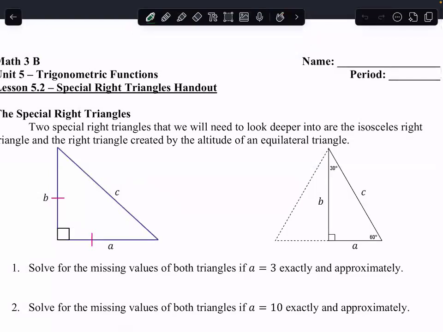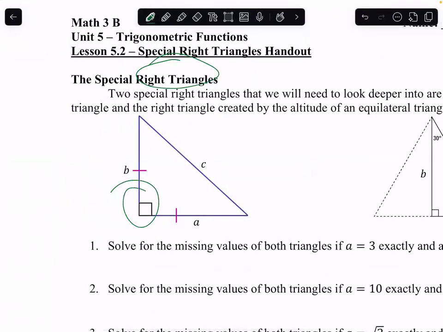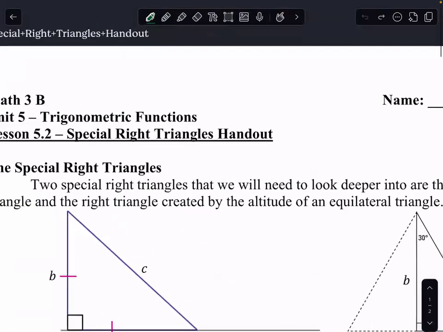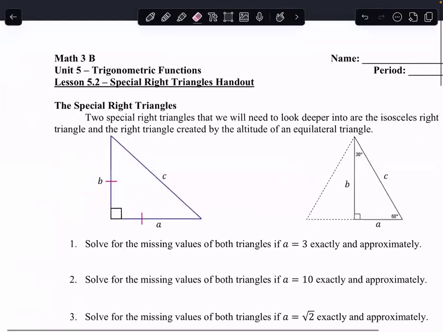There we go. Okay, so a right triangle has to have a right angle, symbolized by the little square, right? That means it's a perfect 90 degrees. There are many different right triangles, like this, or this, or this. But there are two special right triangles that have extra properties that we really care about.